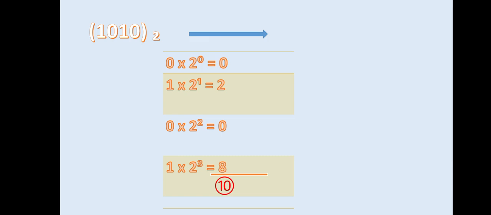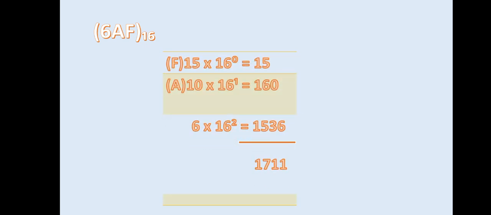After multiplication, we get these answers as 0, 2, 0 and 8. After adding them up, we get an answer that is 10. So we can say that 10 base 10 is the equivalent of 1010, which is a binary number, and 10 is a decimal number that we have got with the help of this conversion.